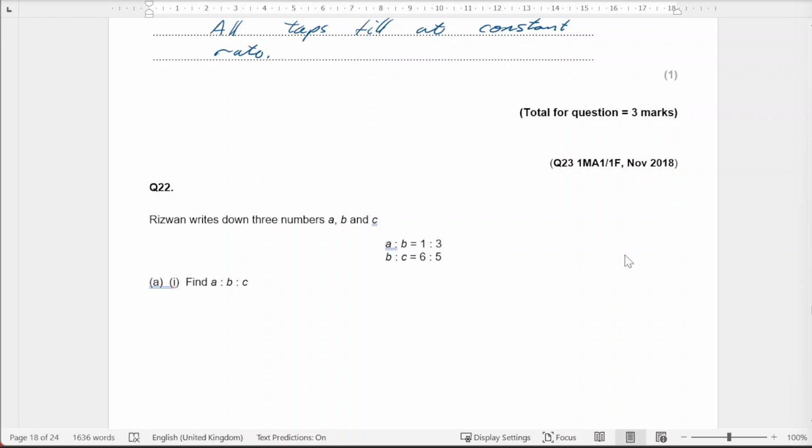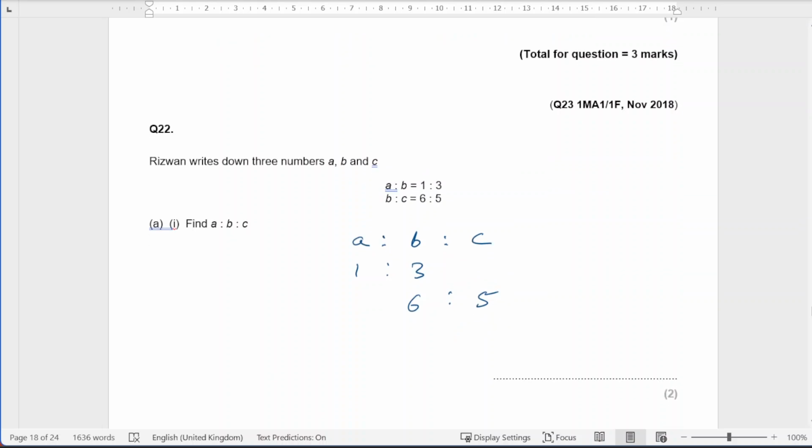Okay, question 22. Rowan writes down these numbers. A to B is 1 to 3, B to C is 6 to 5. Find A to B to C. Combining ratios, real standard method for this. I will write them over each other. B to C, 6 to 5. If you're combining ratios, you will have one part that has a value in each part. In this case, it's B. Lowest common multiple of 3 and 6 is 6. To get both ratios with 6 for B, I'd need to double the first one. So that would be 2 to 6, and the second one doesn't need to change. So 2 to 6 to 5.